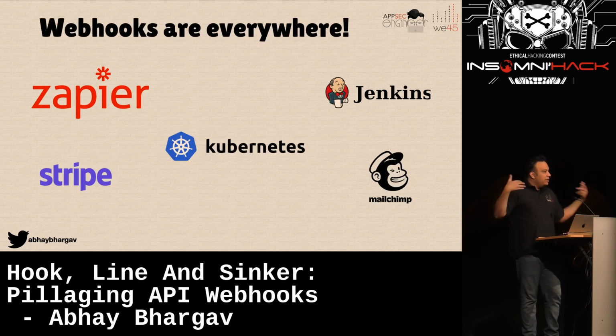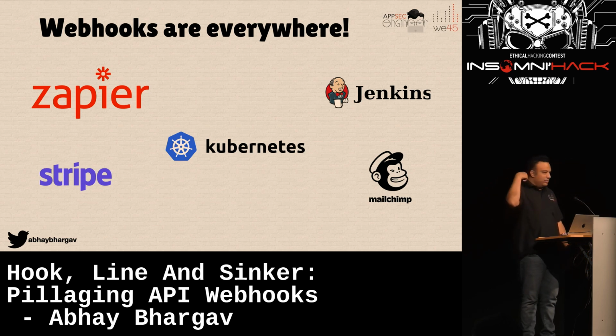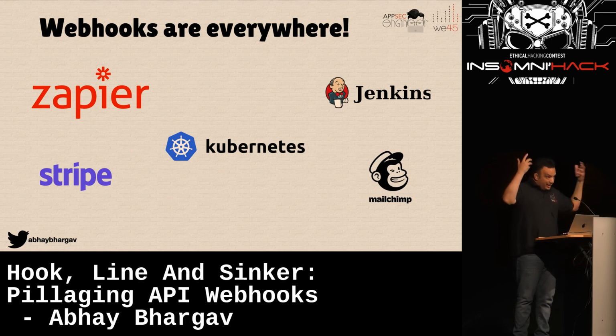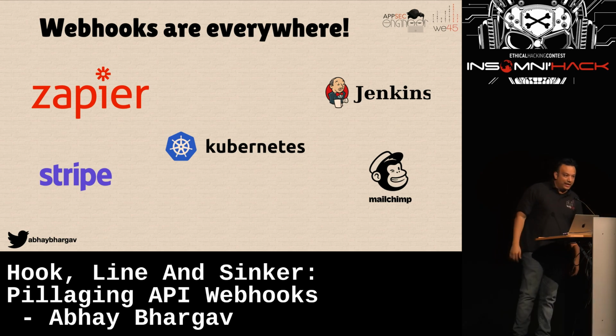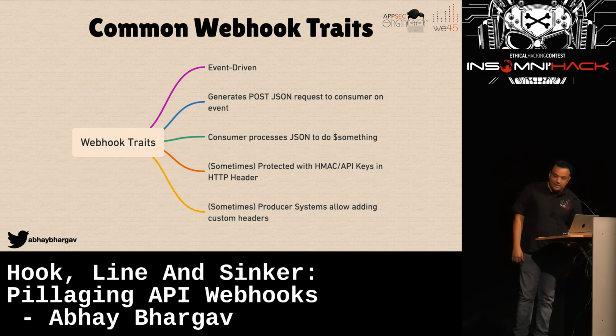You can see webhooks are literally everywhere, right? From marketing automation to Kubernetes to Stripe to CI/CD systems, you see webhooks everywhere. They are a very, very common occurrence all over the place. In fact, Zapier is a company that's built entirely off of webhooks. So you can imagine the impact of webhooks, the size of this whole scope that we're talking about, right?